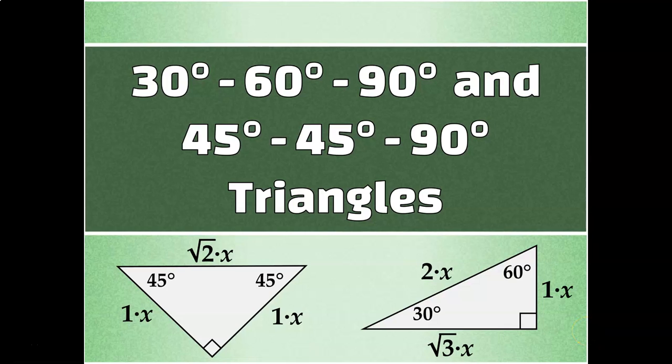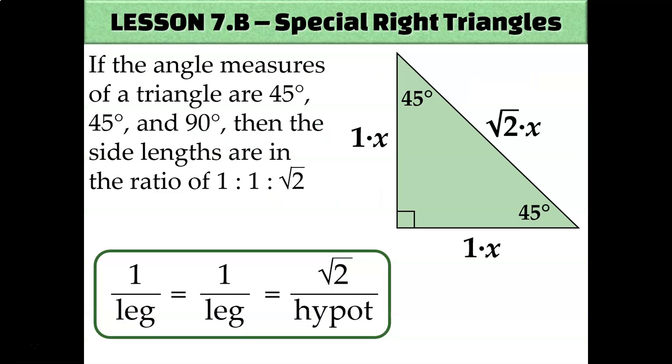Let's talk about 30, 60, 90 triangles and 45, 45, 90 triangles. These are right triangles that have special properties that allow us to calculate exact side lengths more easily. To solve these triangles, we're going to set up a proportion. And the proportion for a 45, 45, 90 triangle is 1, 1, square root of 2. The 1s are referring to the legs, and the square root of 2 is referring to the hypotenuse.